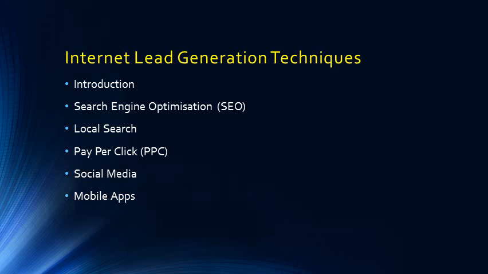Okay, after the introduction we'll be looking at 4 or 5 major ways in which you can generate leads on the internet. We'll look at the classic strategy, which is search engine optimization, and a potential add-on to that, which is local searches. We'll then look at advertising on the internet, which is known as pay-per-click. We'll take a look at social media and how it can help you generate more business. And finally, we're looking at mobile apps and their importance within the sales and marketing arena.